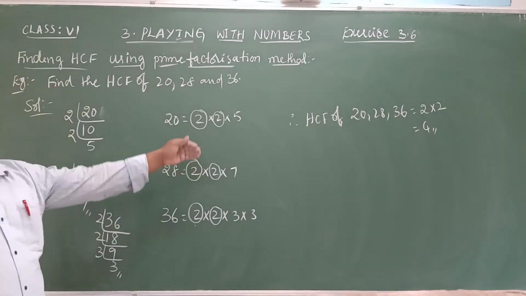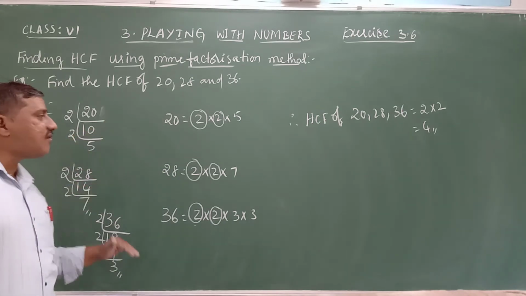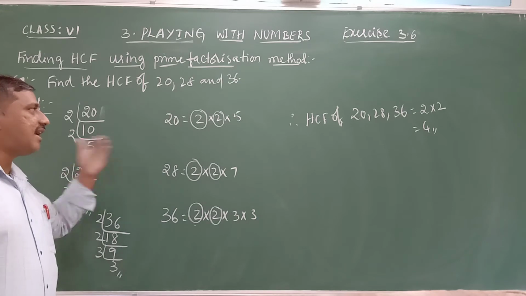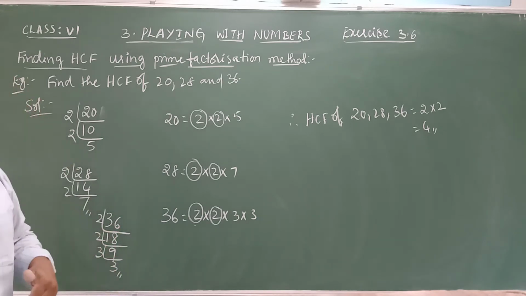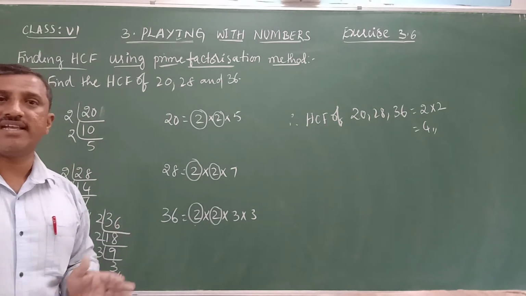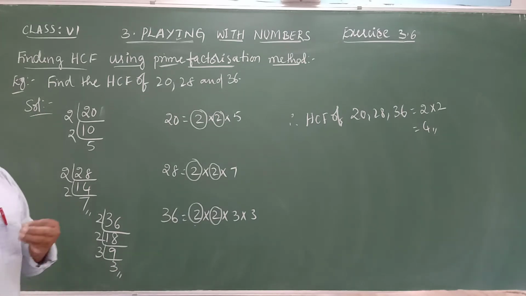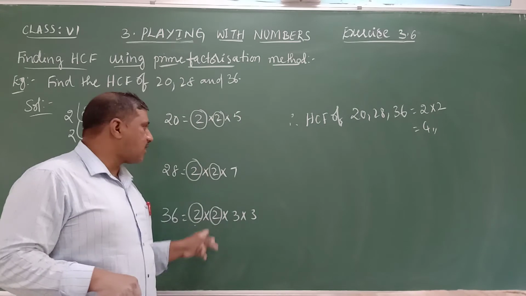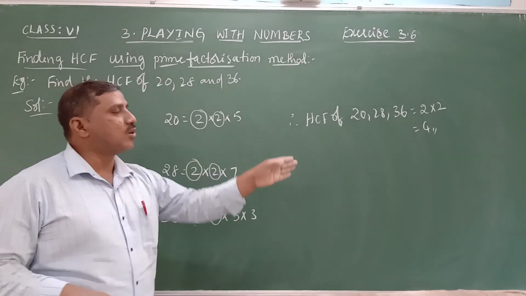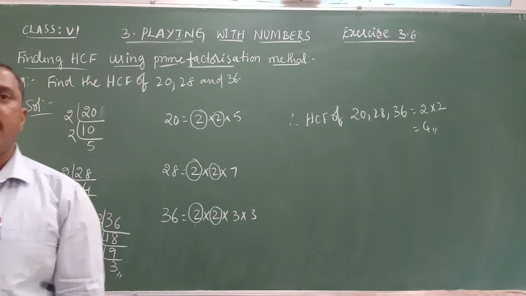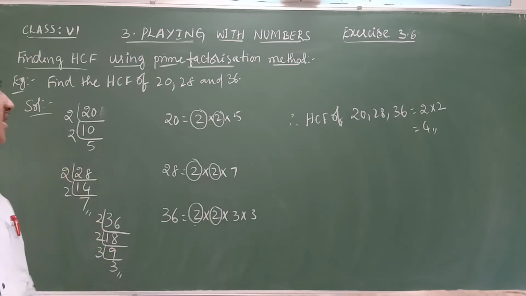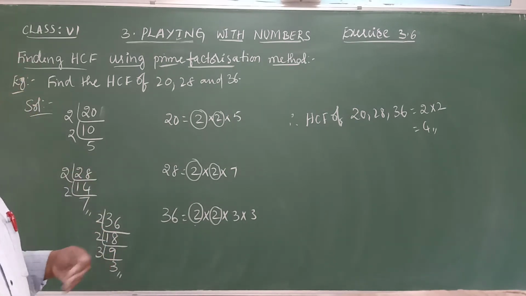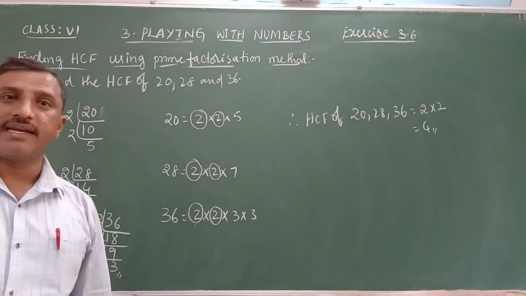Is it clear, children? What did we do? First step, we found the prime factors of the given numbers. Then we identified the common factors. Then the HCF is the product of all the common prime factors. How many times is it there? 2 is there, 2 times common. That's why the product 2 into 2 is 4, and 4 is the HCF of the numbers 20, 28 and 36. We will discuss a few questions from exercise number 3.6.